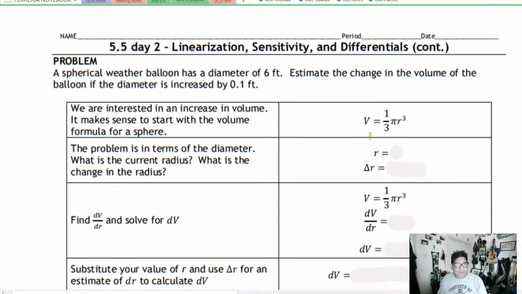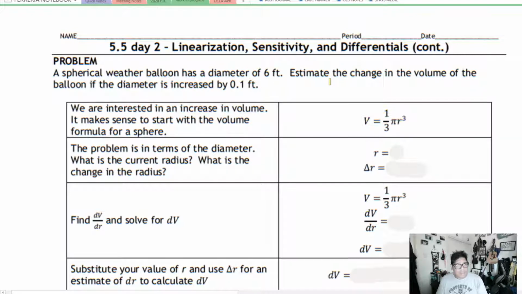So let's see what we have for us today. We have a spherical weather balloon with a diameter of 6 feet, and we're supposed to estimate the change in the volume of the balloon if the diameter is increased by 0.1 feet. Okay, so we're interested in an increase in volume, so it makes sense to start with the volume formula for a sphere, 4/3 pi r cubed.